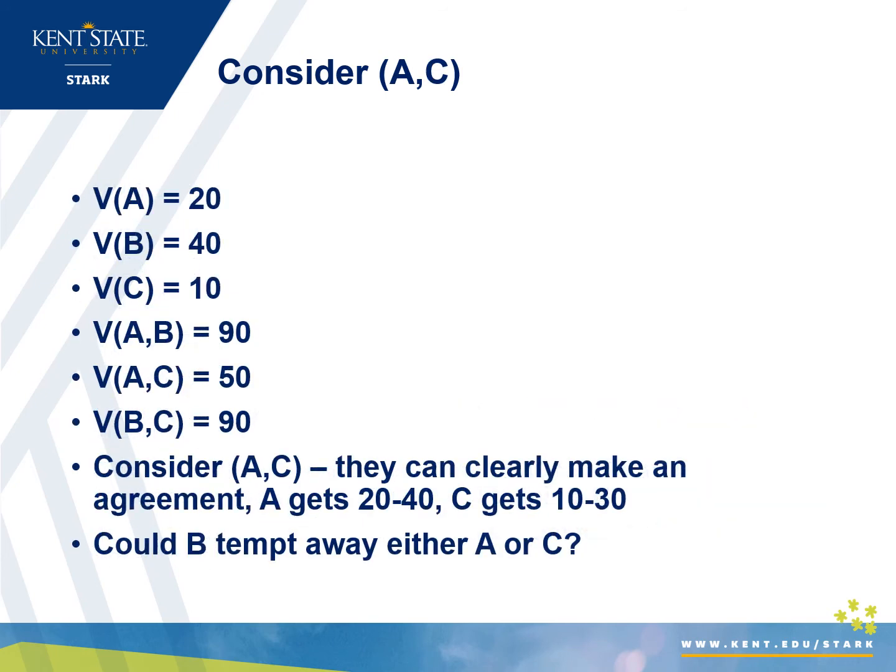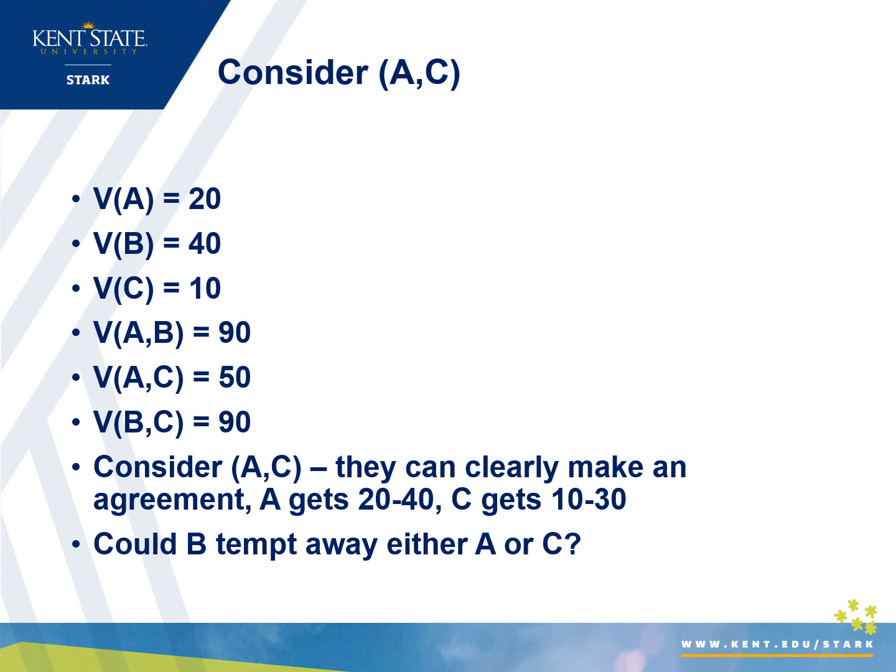What about the AC coalition? Would that be stable? Well, consider AC. We know that they can certainly make an agreement as long as A gets between 20 and 40 and C gets between 10 and 30. There are combinations here that they would both find acceptable. The question is then whether B could tempt either of them away.